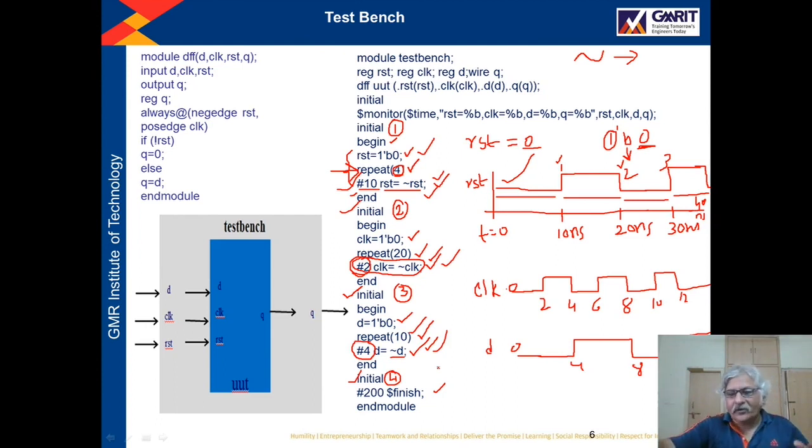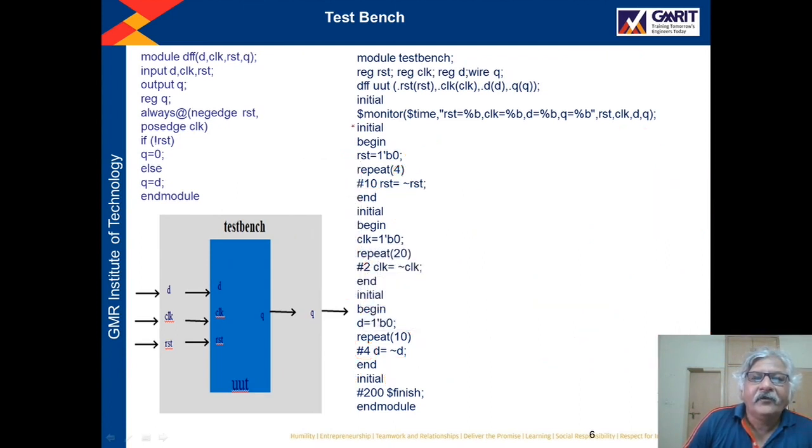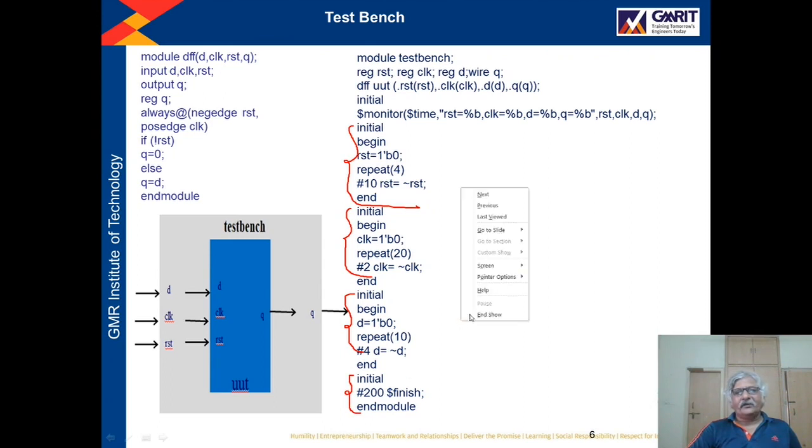So 4 initial blocks are there. All the 4 blocks will execute parallelly. And why have I written these 4 blocks? Because with the first initial block, I am generating one RST signal. With the second initial block, I am generating one clock signal. With the third initial block, I am generating a signal on the D input, and with the fourth initial block, I am stopping the simulation at 200 unit time. So this is the test bench.